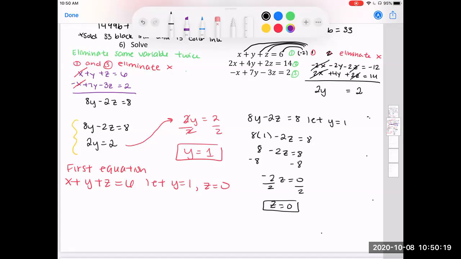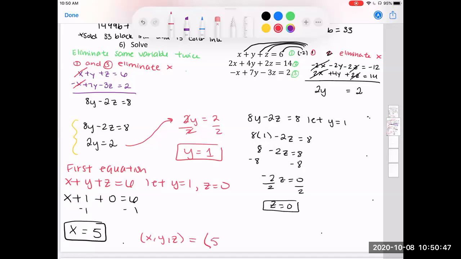Okay, let's go ahead and plug in these values. So I have x plus my y is 1 and my z is 0, and we get 6. So let's go ahead and move that 1. Well, 1 plus 0 is 1. So remove that 1, we get x is equal to 5. And we have our answer. Now our answer always needs to be as 3 points. So my answer is an x of 5, comma, a y of 1, comma, a z of 0.